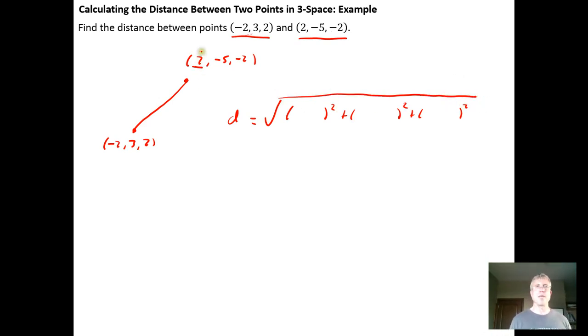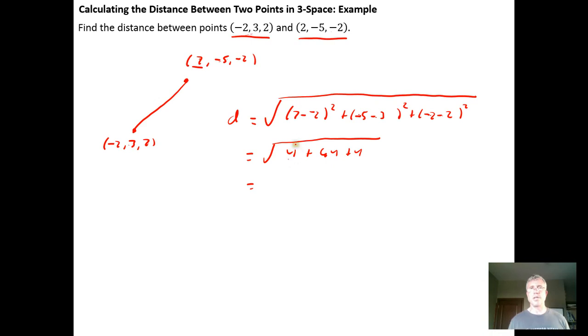So the x coordinate is going to be 2 minus negative 2. The difference between the y coordinate is going to be negative 5 minus 3. And the difference between the z coordinate is going to be negative 2 minus 2. And then we just simplify. The square root of 2 minus negative 2 is 2, squared is 4. Minus 5 minus 3 is minus 8, squared is 64. Minus 2 squared is 4.